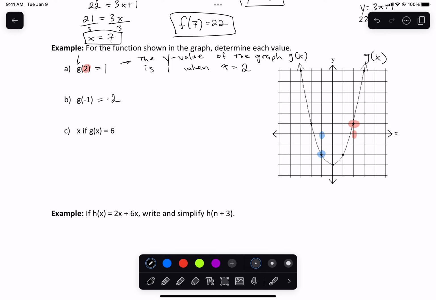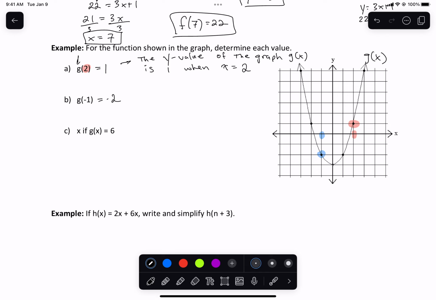So again, the y value of g of x when x is equal to -1 is -2. Now the last one's just a little trick. What's different about the last one? Yes, Ansh? They gave us the y value this time. So the only other thing to look for when they give you the y is the x.